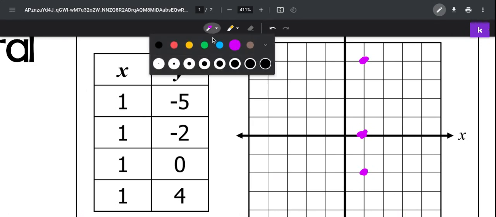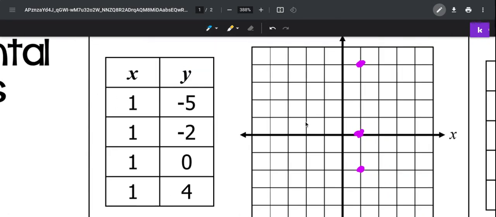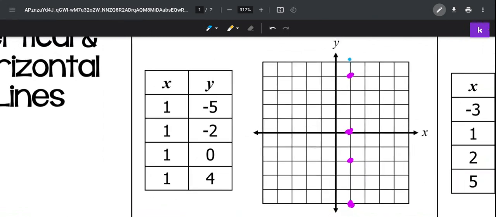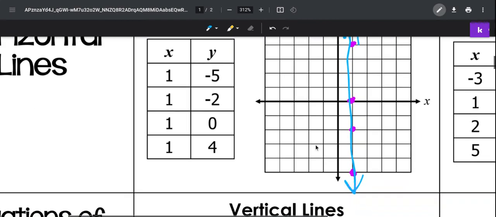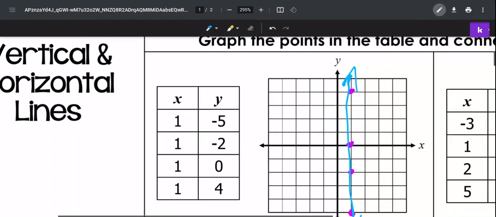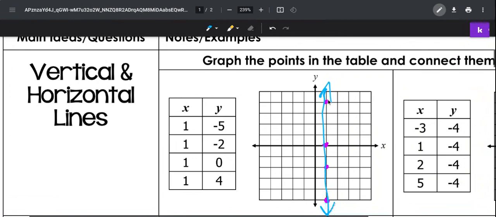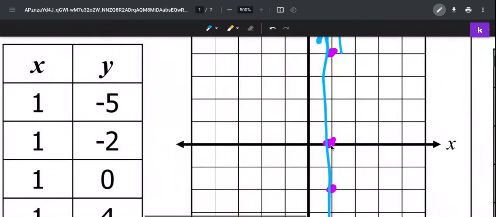Now, if we were to draw a straight line through each of those points, you would see that we have a vertical line, which mine's not straight, but that's okay. That gives you a frame of reference of what a vertical line looks like. Now, the thing I want you to notice is this: look at all the x's. All the x's are the exact same, because a vertical line will go through the x-axis at one point.